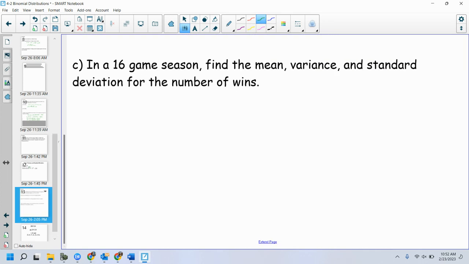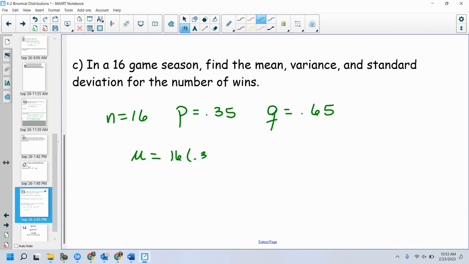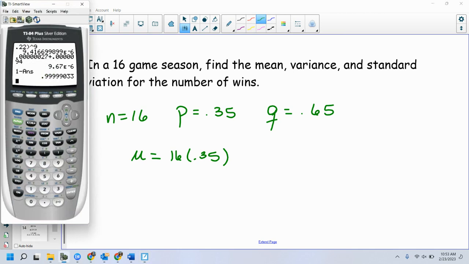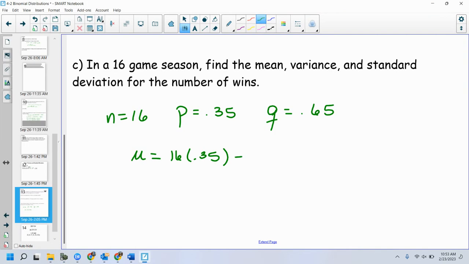All right. In a 16-game season, find the mean, variance, and standard deviation for the number of wins. Now, if I've got 0.35 as my P, probability of win is 0.35. Probability of not win was, we said, 0.65, right? So that means my mean in a 16-game season, I expect to see how many wins? On average, 5.6 wins. Again, way generous for the Browns.